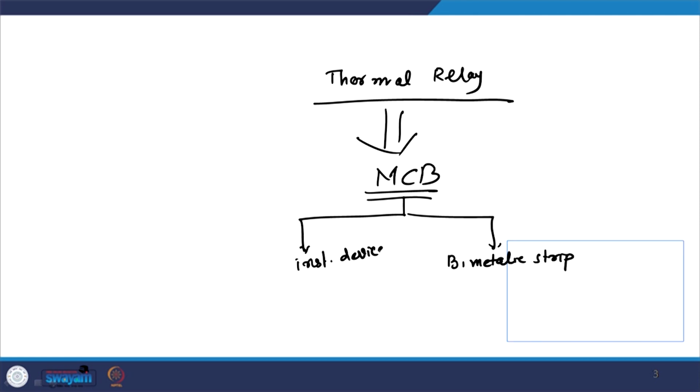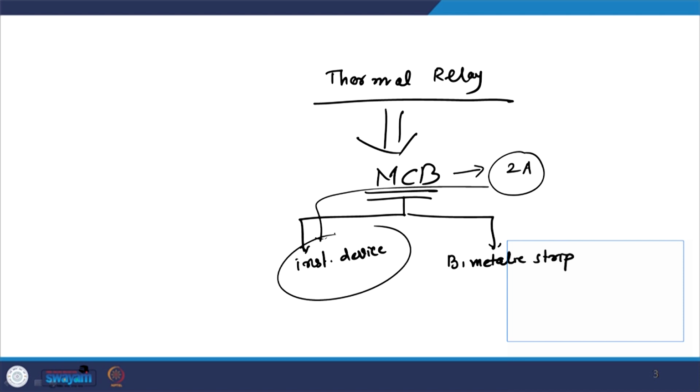Whenever the magnitude of current is very high, say the rated current of this MCB is 2 ampere, if current exceeds 2 ampere, MCB operates. If the magnitude of current is 10 times the rated current, the whole MCB operates instantaneously. Whereas if the current is just above the 2 ampere, let us say 3 ampere, 4 ampere, then instantaneous operation is not provided. In that case, the bimetallic strip comes into the picture, and depending upon the bimetallic strip, the MCB operates.